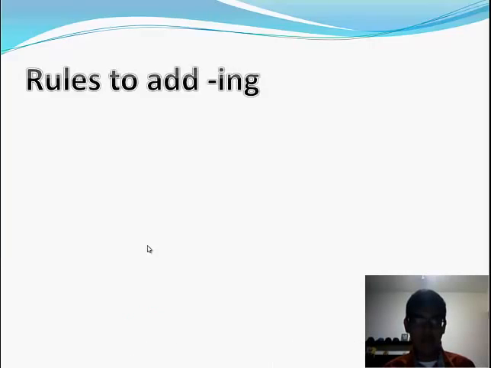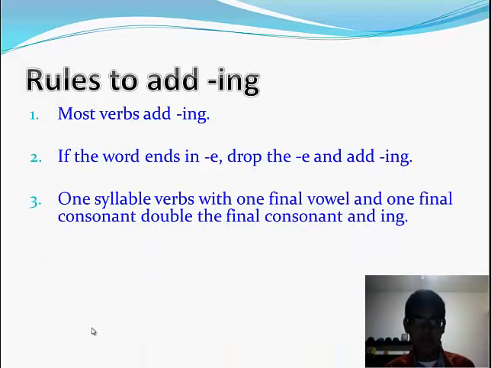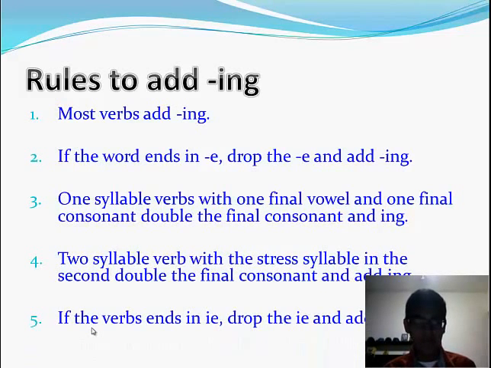This was the prepositions. And now we have the rules to add ing. Most of the verbs add ing. If the word ends in e, drop the e and add ing. One syllable verbs with one final vowel and one final consonant, double the final consonant and add ing. Two syllable verbs with the stressed syllable in the second, double the final consonant and add ing. And if the verb ends in ie, drop the ie and add ing.